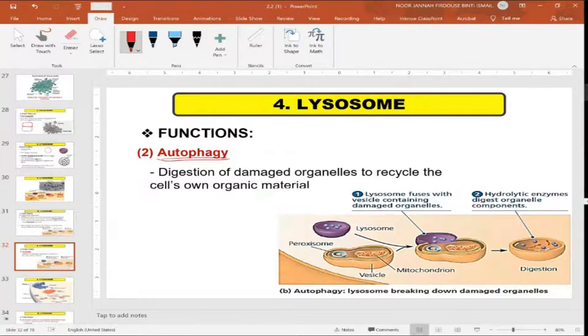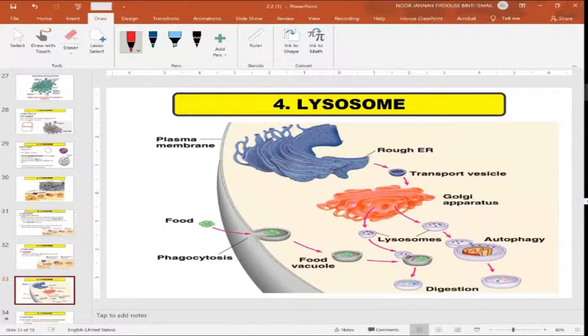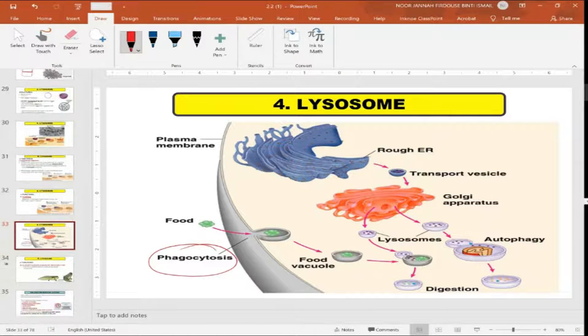Tapi dia tak boleh keluarkan mitochondria macam kita luahkan makan tu kan. Tak boleh. So how do they do it? They will digest the mitochondria. So all the substance such as the lipid, the carbo on the mitochondria can be used by the cell itself. Ni contoh. Phagocytosis. Ni phagocytosis. Yang saya cakap tadi. Ni autophagy.